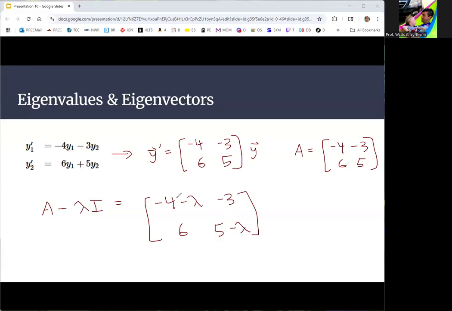All right, now what we're actually interested in is the determinant of this matrix. And so you can denote that with det. Some people just use vertical bars around this, kind of like absolute value bars. And when we calculate the determinant of a 2 by 2 matrix, we do the product of the diagonals minus the product of the off diagonals. And so the determinant, we would get the -4 minus lambda times 5 minus lambda, and then minus -3 and 6.